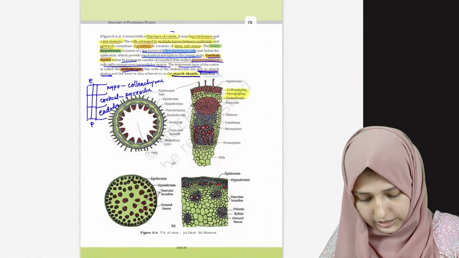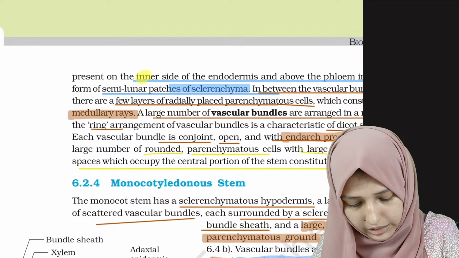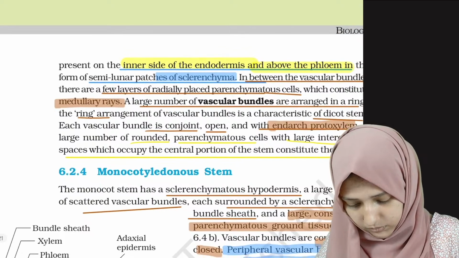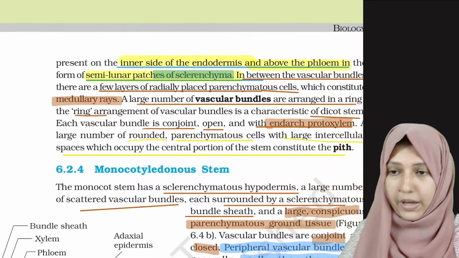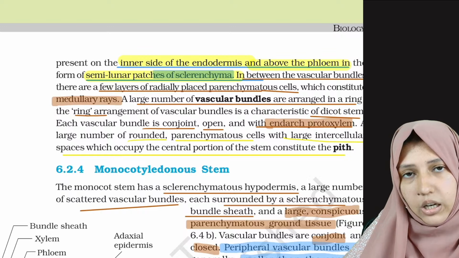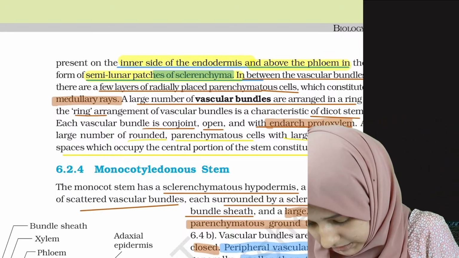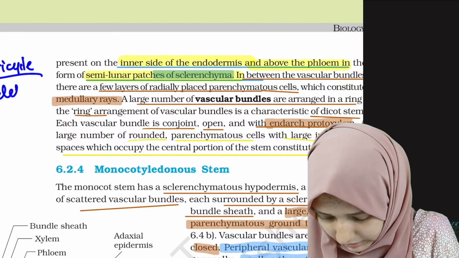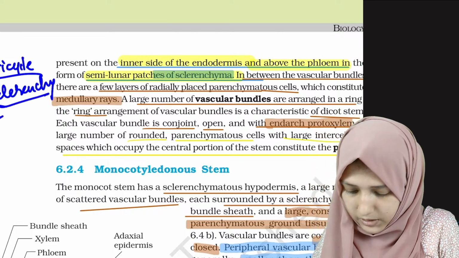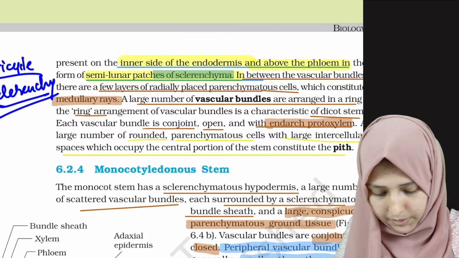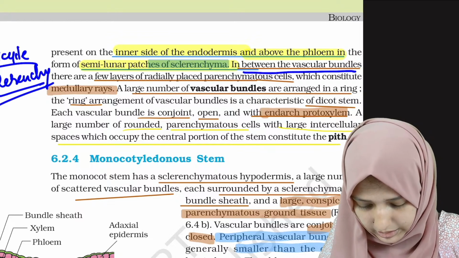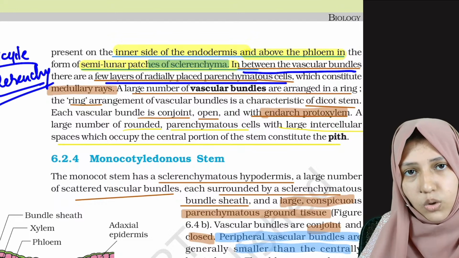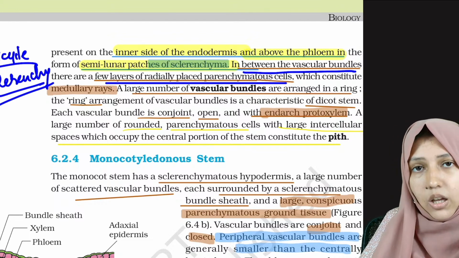Now coming into pericycle. Pericycle is present on the inner side of endodermis, and it will be present above the phloem. They will be present in a semi-lunar patch of sclerenchyma. So in dicot stem, the pericycle is made up of sclerenchyma, and in between the vascular bundles there are a few layers of radially placed parenchymatous cells. As we saw in the dicot root, conjunctive tissue between the xylem and phloem is parenchymatous.